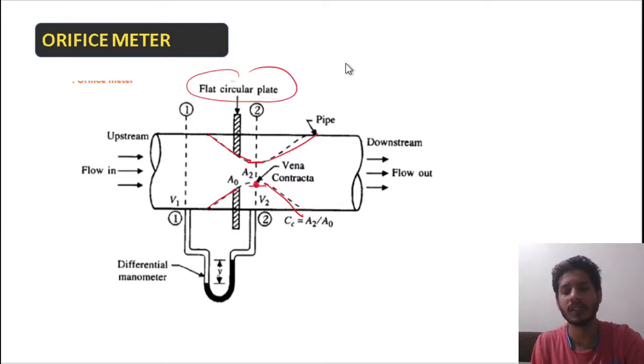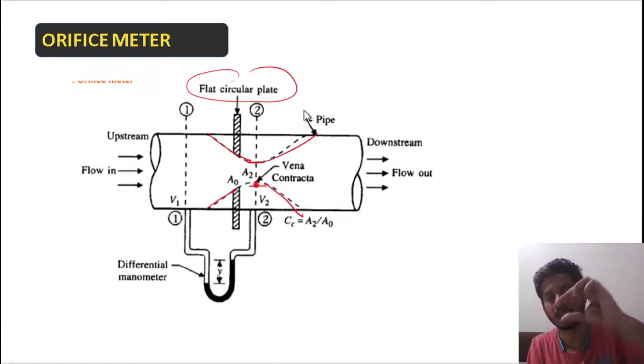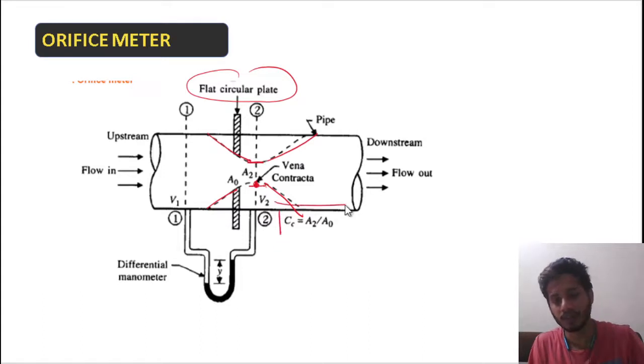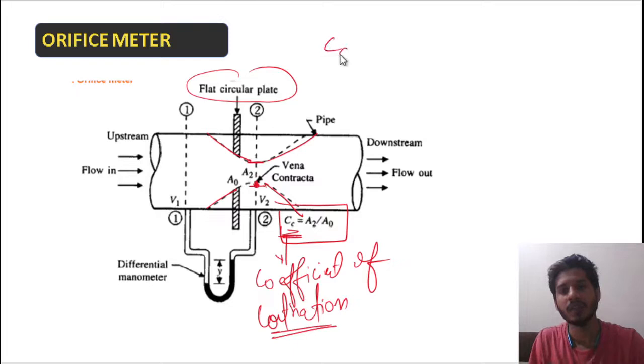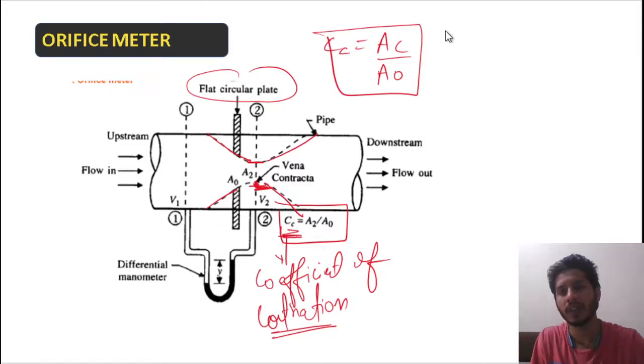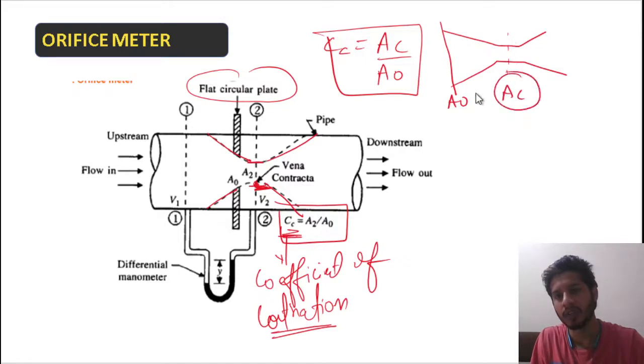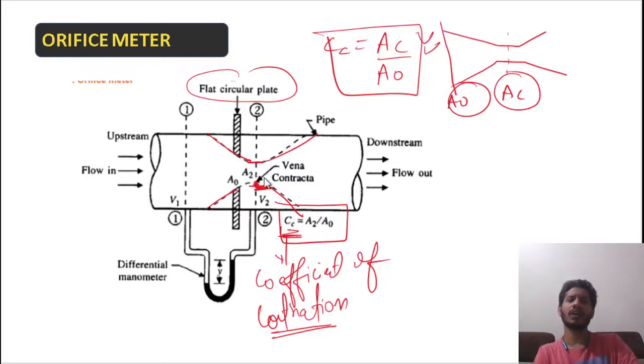Vena contracta is basically the change in the cross section from a higher value to a lower value, and its value is Cc. We can say it is the coefficient of contraction. In venturimeter, it was the coefficient of discharge. Here, Cc is basically the area at this vena contracta, AC, on A naught, which is the higher area. For example, this area is A naught and this area is AC. So the ratio of these both areas is the coefficient of contraction, and the formula remains the same.